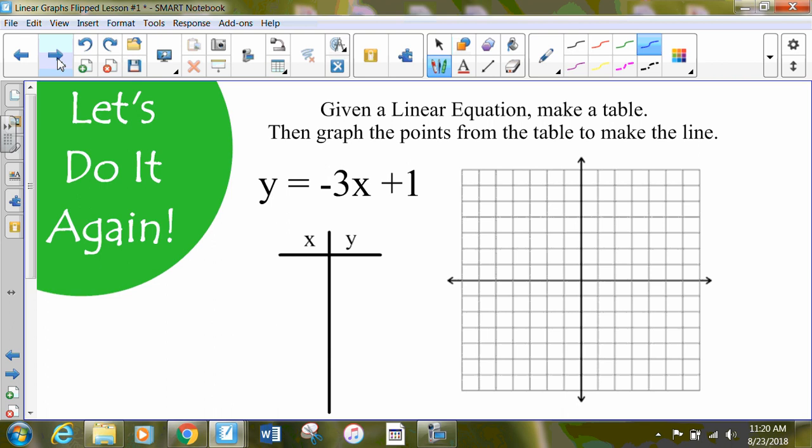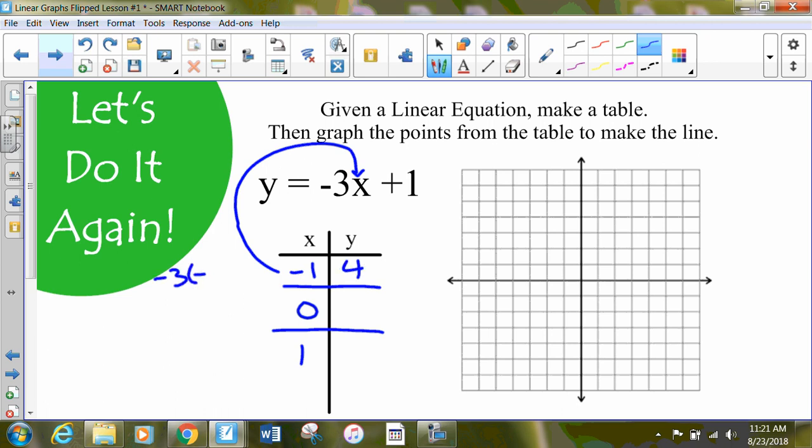So here we go. What 3 points are we going to pick? That's right, -1, 0, and 1. And each time we're going to plug in. If I plug in a -1 and do it in my head, -3 times -1 is 3. 3 plus 1 is 4. Or I could have plugged it in, right? We know that's the option. We're still going to get 4 if we put that in our calculator.